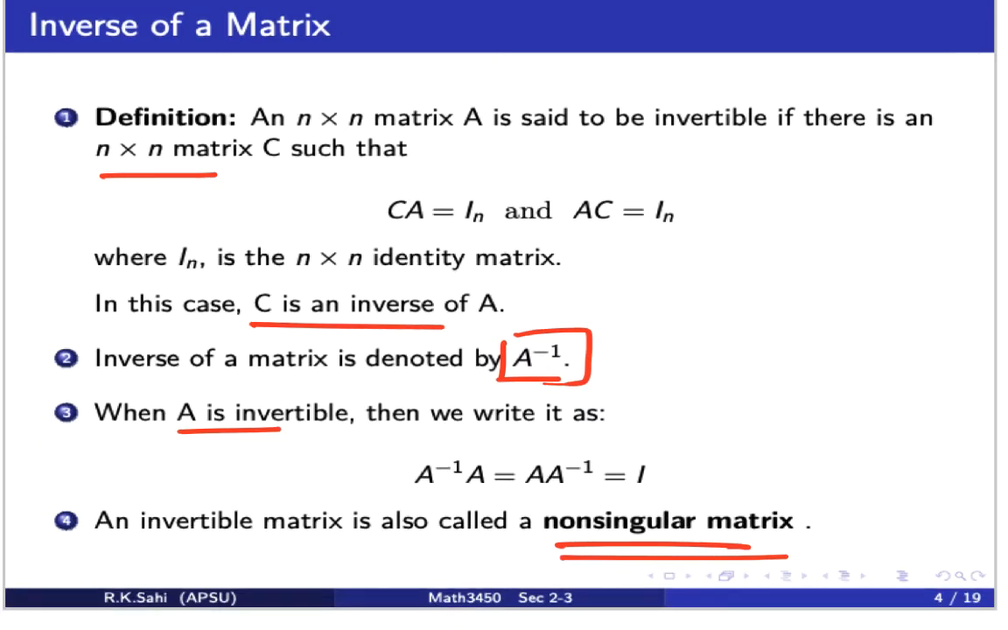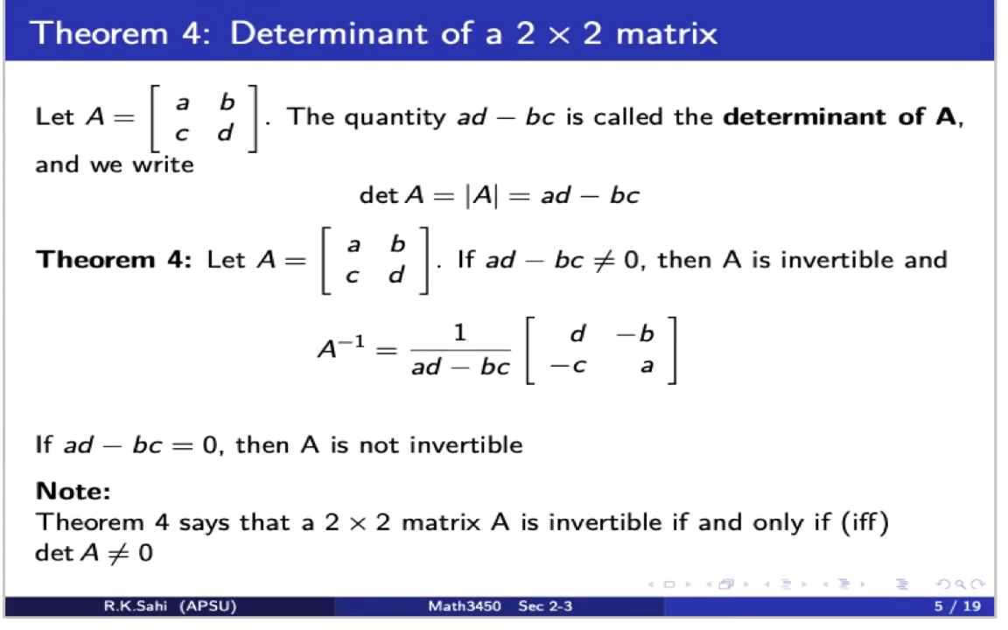Let's talk about the determinants. When we talk of a determinant of a 2x2 matrix, it basically means if we have a 2x2, the quantity AD minus BC is called the determinant of that matrix. We write it as determinant of A equals A with two vertical bars on either side of it, equals AD minus BC.